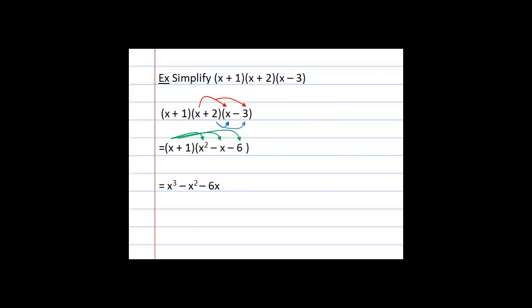We're going to do the same thing with the second term, so that positive 1. I'm going to multiply 1 times x squared, 1 times negative x, 1 times negative 6, which is exactly the same thing. So I'm going to add x squared minus x minus 6 onto the end. Okay? So now, again, we're going to look for like terms. I have a negative x squared and a positive x squared. That's going to make 0. So again, we don't need to write that. Negative 6x and negative x is going to give me negative 7x. So I'm left with that same x cubed minus 7x minus 6 that we had the last time when we multiplied in the other order.